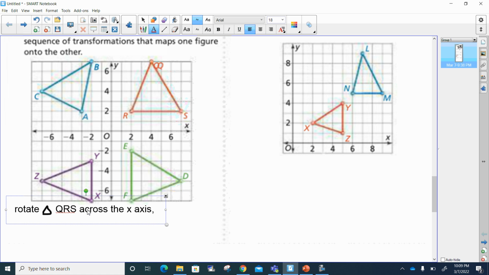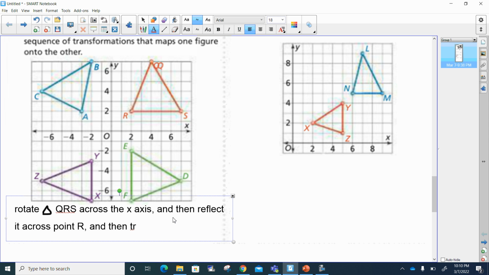Okay. And then, let's see, reflect it across point R. And then translate it down 5 units. Okay, that's one way to do this.